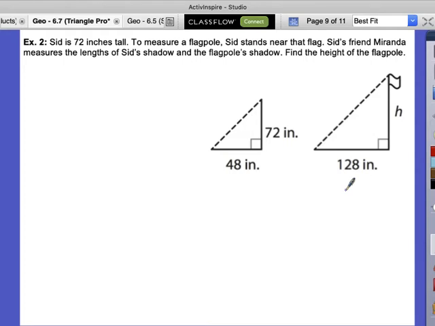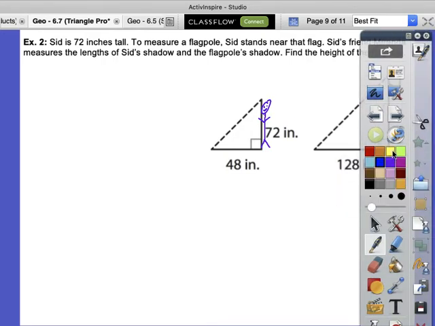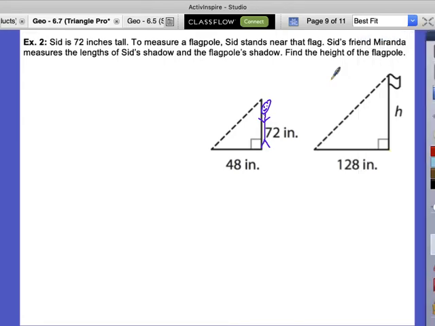Okay, let's talk about this one up here. So we have Sid. Or it could be Justin. Over here. As we discussed. So there's Sid. And then we have the sun up here. There's a shadow. The sun's shining on it, right?